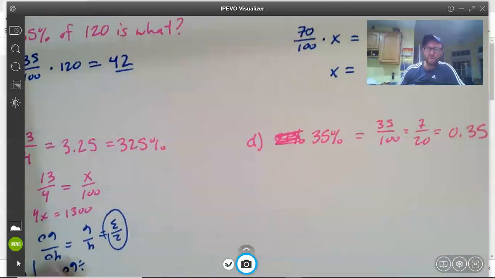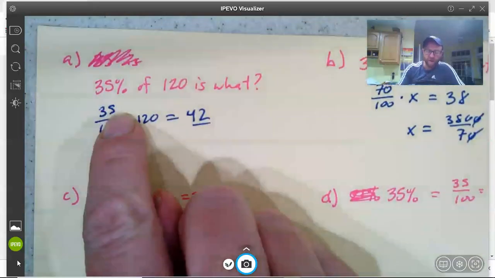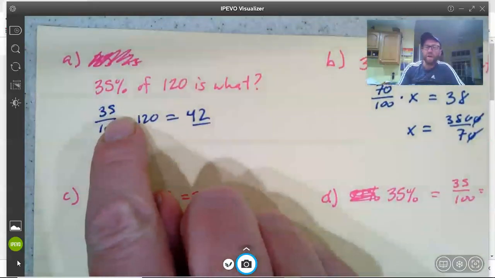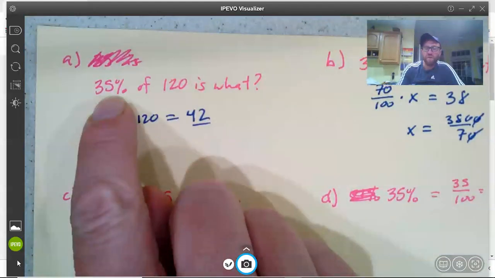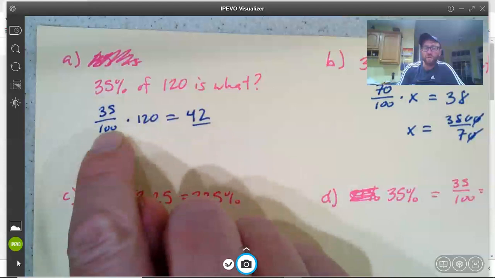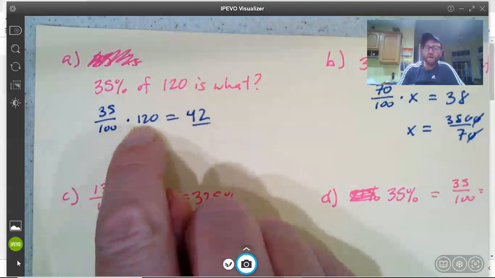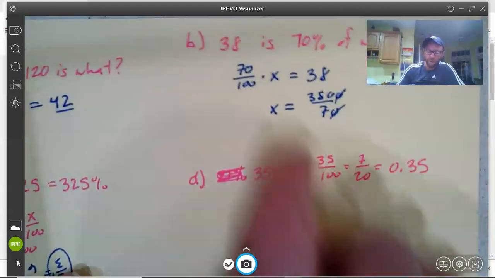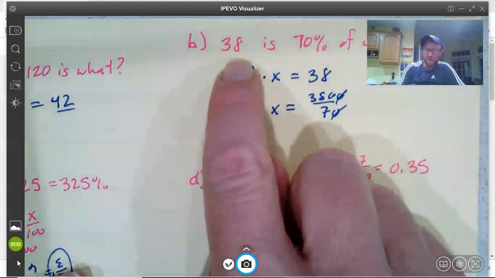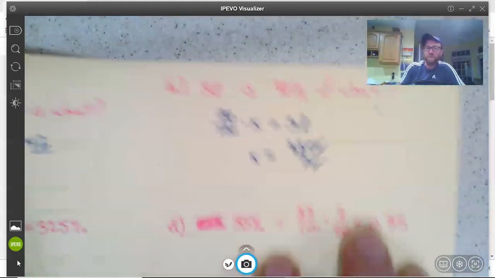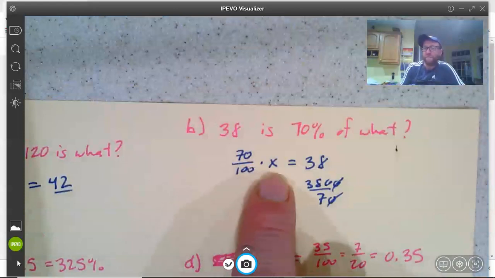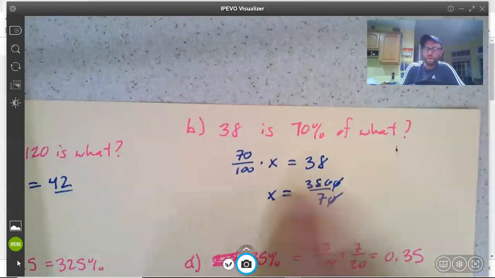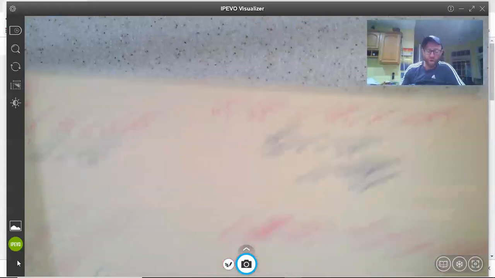Okay? So again, a couple quick things you need to remember here. If I say, 35% of 120 is what? Well, "of" is multiply. 35% times 120. 35% is 35 out of 100. So 35 out of 100 times 120, you get a number. If, on the other hand, I say that something, 38, for example, is 70% of what? That means that 70%, or 70 out of 100 times something, equals 38. Set it up that way, and then we just solve the equation.